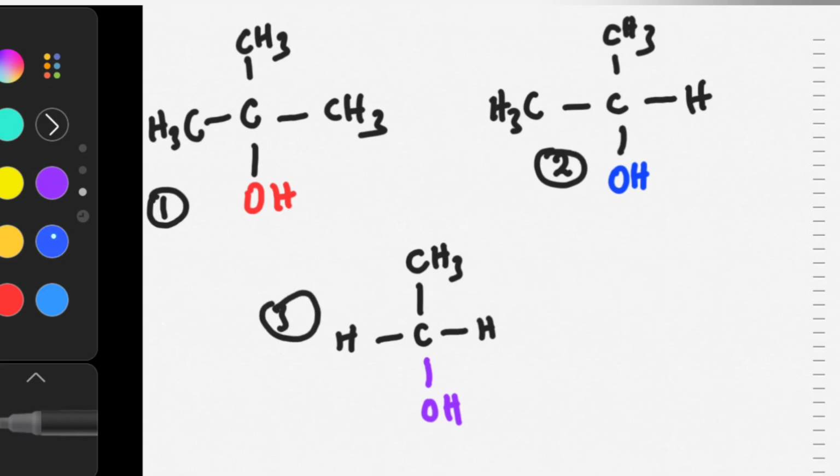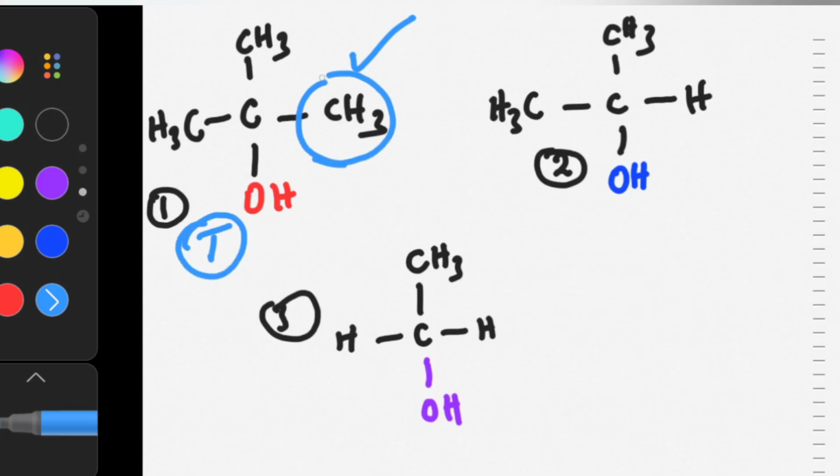Now let's start with the first one. The first one you see here. Now what kind of alcohol is this? This alcohol is the tertiary alcohol. Why? Because it contains 3 alkyl groups, 1, 2, and 3. It's a tertiary alcohol, right? So if you look closely in the structure of tertiary alcohol, there's no hydrogen.